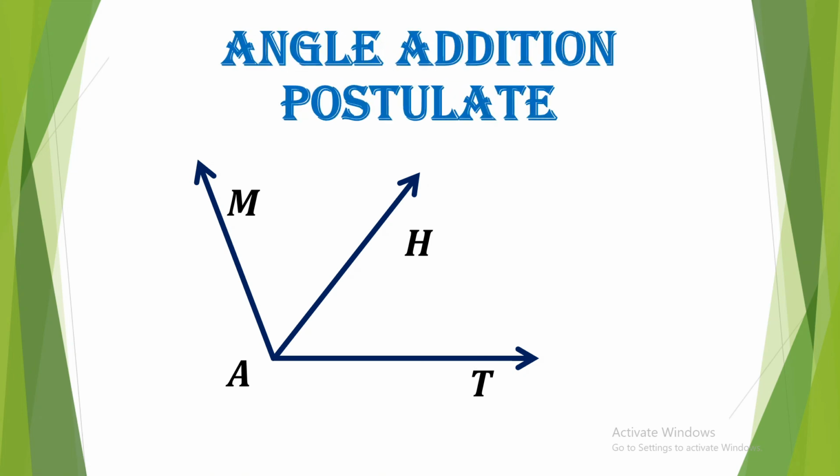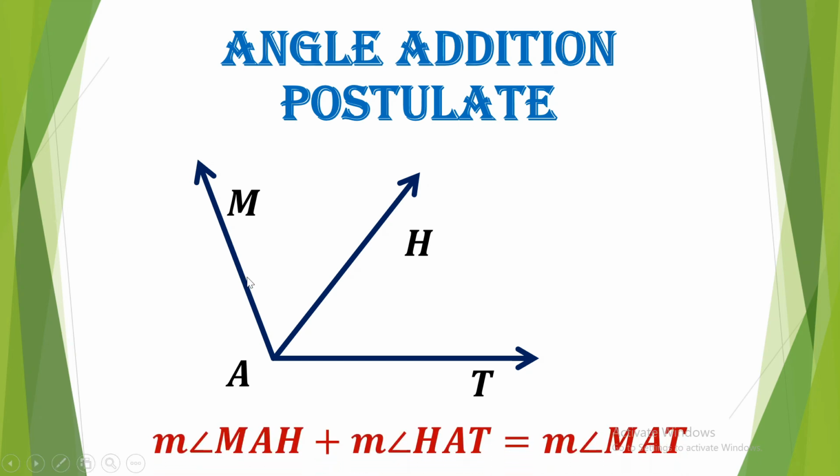That is by the angle addition postulate. In symbols, we have here the measure of angle MAH plus the measure of angle HAT is equal to the measure of angle MAT, which is taken from the fact that the whole is equal to the sum of its parts.